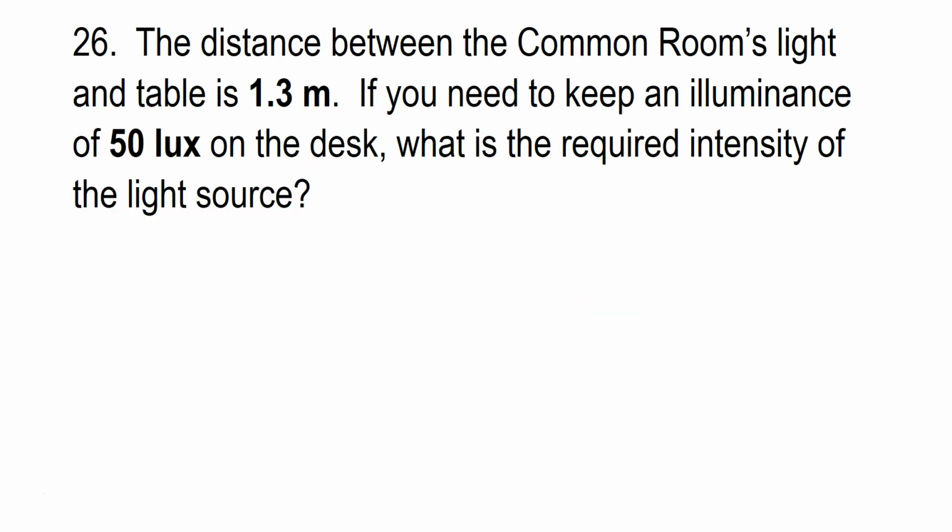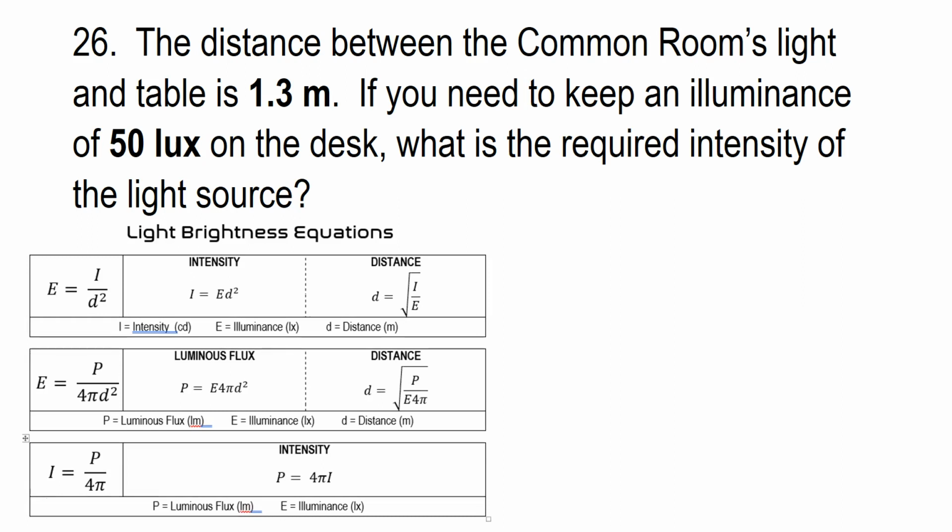The distance between the common room's light and table is 1.3 meters. If you need to keep an illuminance of 50 lux on the desk, because this is a light level that people work best at, what is the required intensity of the light source? So now we're dealing with our brightness formulas. I'm given a distance away from the light. I'm given lux. If I look at my givens, lux is a measurement of illuminance. So we need to find a formula that has distance, illuminance, and can tell us intensity. So there's our formula right there.